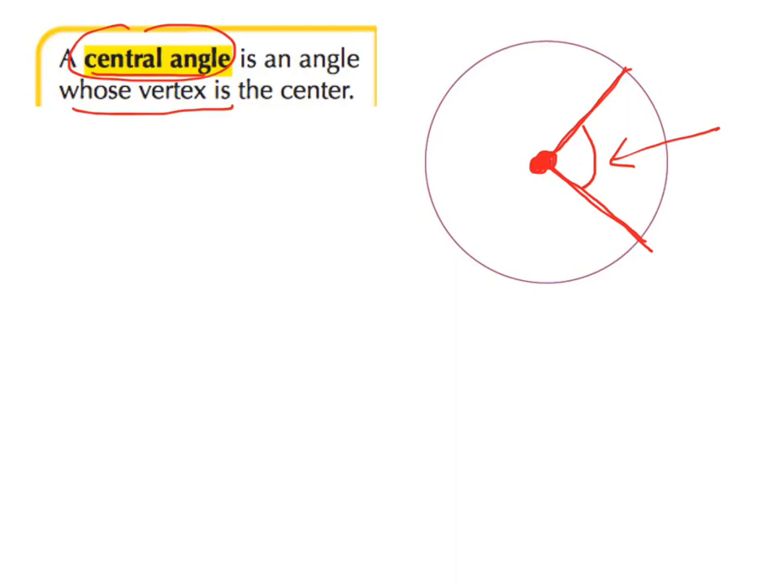Let's look at an example. If I have an angle over here, is this angle a central angle of the circle? Yes, because the vertex of this angle is the center of the circle.